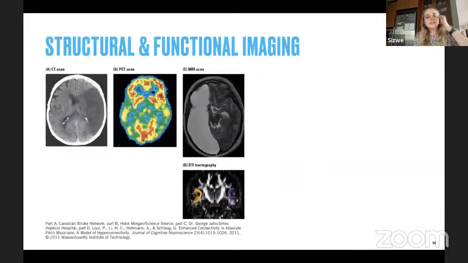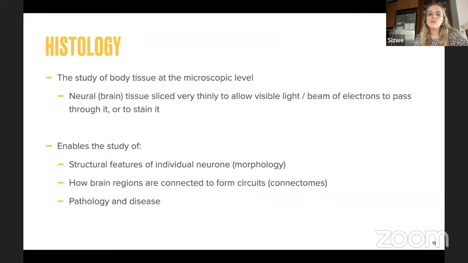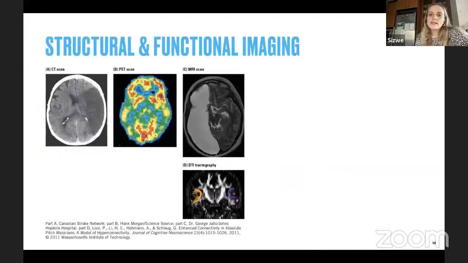The next thing we're going to look at is structural and functional imaging. Here are some examples: CT scan, PET scan, MRI scan, and DTI tractography. Those are all different types of structural and functional imaging that we can have. So instead of stating the whole sentence, we can use morphology. Yes, you can say that histology can be used to study the morphology of neurons, because morphology just means shape or structure. CT scan, PET scan, MRI scan: I know for a fact I heard that on Chicago Med last night when I was watching on Netflix. If you've ever watched anything vaguely medical, they've definitely mentioned these.